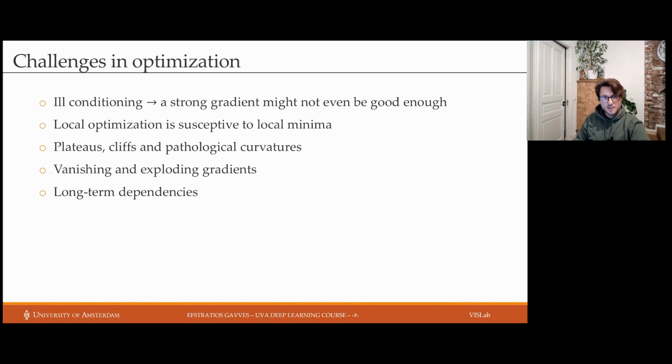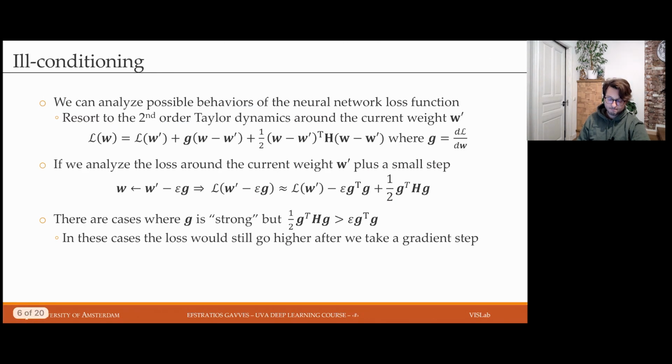So what are the challenges in optimization? For one, we often have ill conditioning, which means that quite often, even if we do have a strong gradient, we might get worse loss values after the update. Since gradient-based learning is a local optimization strategy, we are susceptible to local minima. There are various pathological curvatures like plateaus and cliffs and others. We also have vanishing and exploding gradients as well as long-term dependencies, but these last two points we're going to discuss in a later lecture.